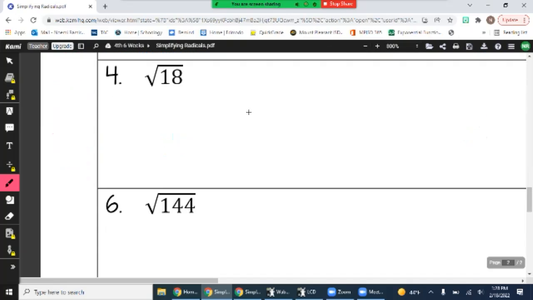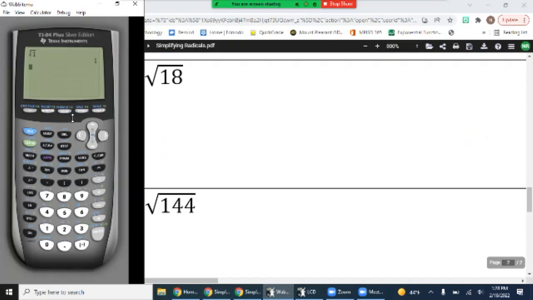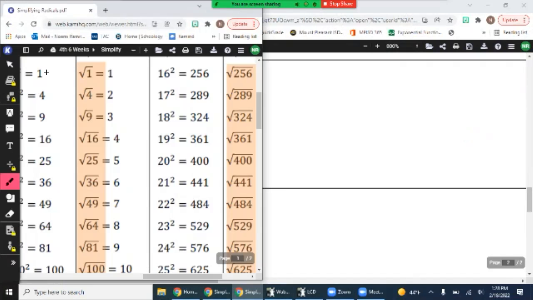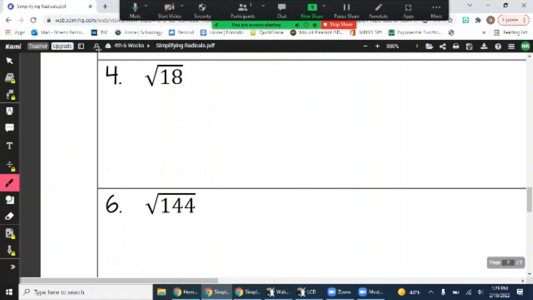All right. What happens if you type in the square root of 18? What decimal? 4.24, because 18 is not a perfect square. 18 is not on this list. Notice how my perfect squares jump from 9, from 3 times 3, up to 16, 4 times 4, and then 25. So we skip over 18. It's going to give us a decimal, so we have to reduce or simplify it.